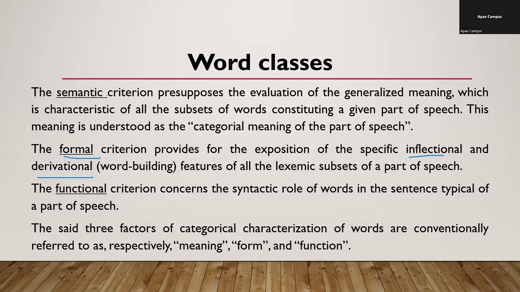Right? Okay. And then functional criteria. This concerns the syntactic role of words in the sentence, typical of a part of speech. Syntactic role of words. Function means what the words are doing in a sentence. So this doesn't have anything to do with the form actually, right? It is about what the words are doing, whether the word is functioning as the subject or object or verb, or adverbial or complement. These are the five main elements of a sentence.